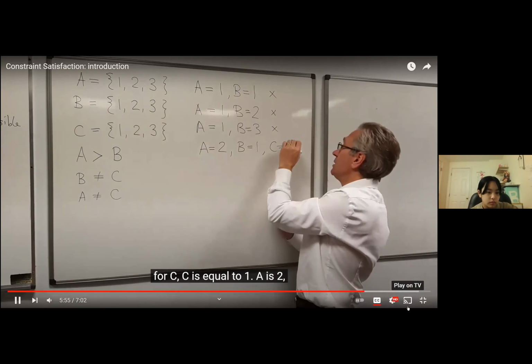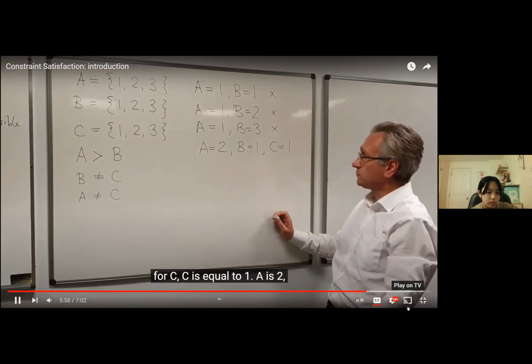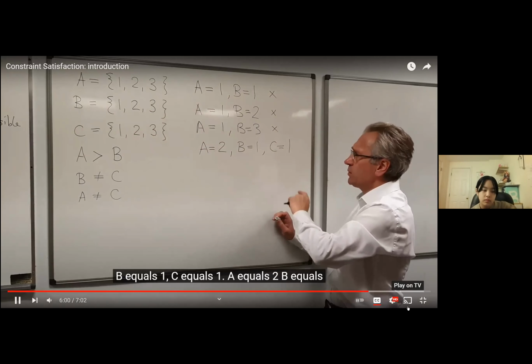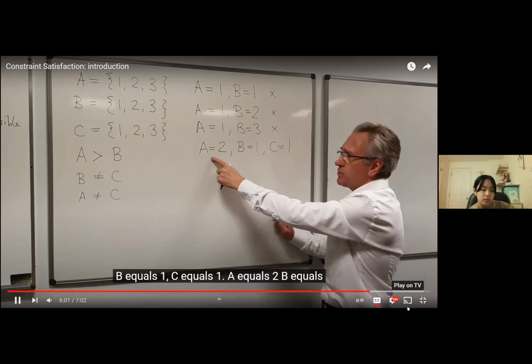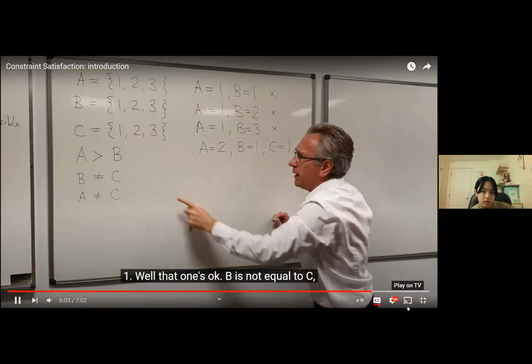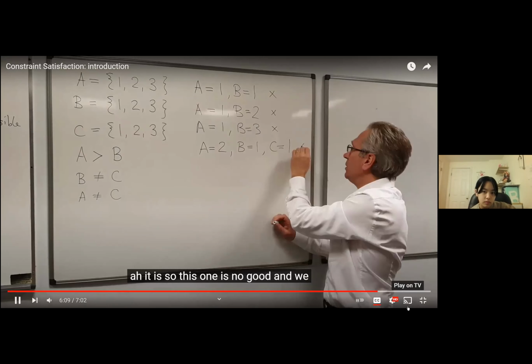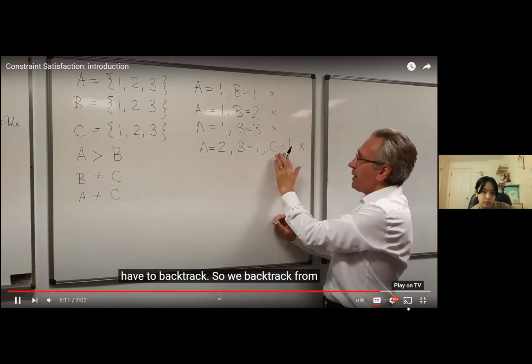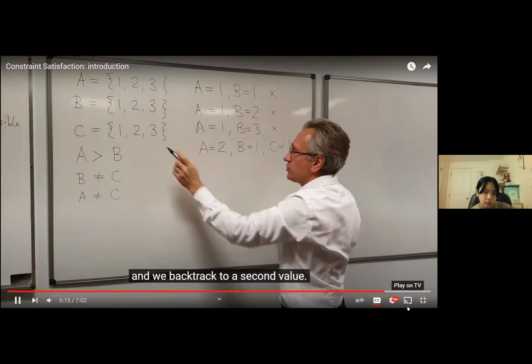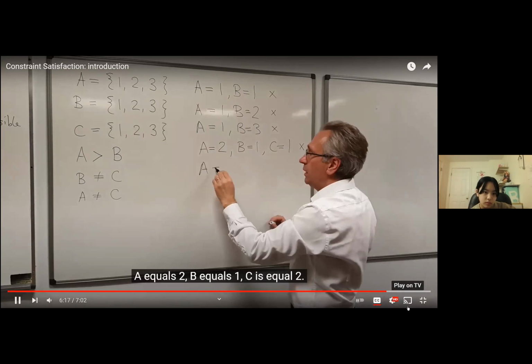And we try the first value for C. C is equal to 1. A is 2, B equals 1, C equals 1. Well, A equals 2, B equals 1. Well, that one's okay. B is not equal to C. Ah, it is. So this one is no good and we have to backtrack. So we backtrack on the last thing that we did, C equals 1, and we backtrack to a second value.